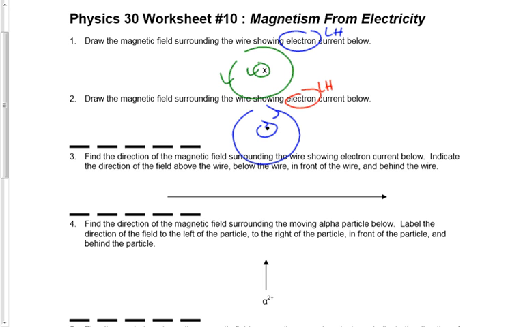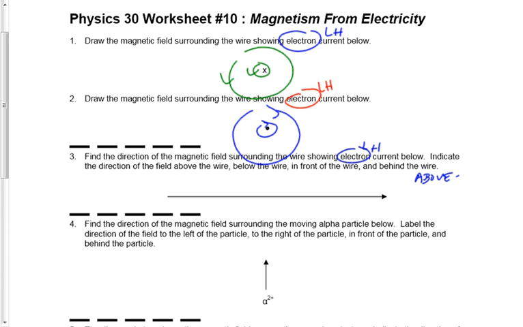Number 3, we get electron current here as well, so again it's going to be the left hand. This time, let's do it in words. Above the wire, right now my fingers are above the wire. Which way are they pointing? Right now they're pointing into the page. Right now they're pointing down the page, but right now they're behind the wire.